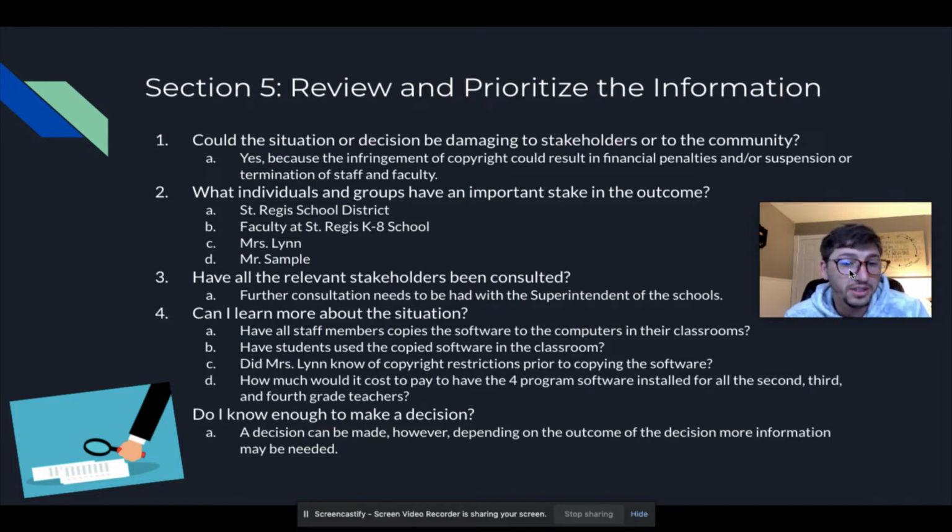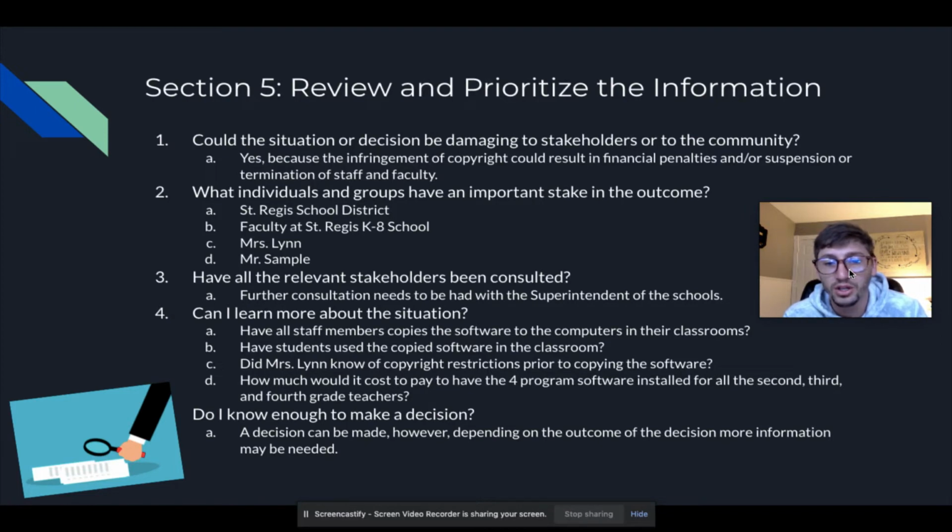Can I learn more about the situation? Questions that I would ask prior to moving forward would be: have all staff members copied the software to the computers in their classroom? Sorry, what that should say is have all staff members copied the software to the computers in the classroom. Have students used the copied software in the classroom? Did Mrs. Lynn know of the copyright restrictions prior to copying the software?